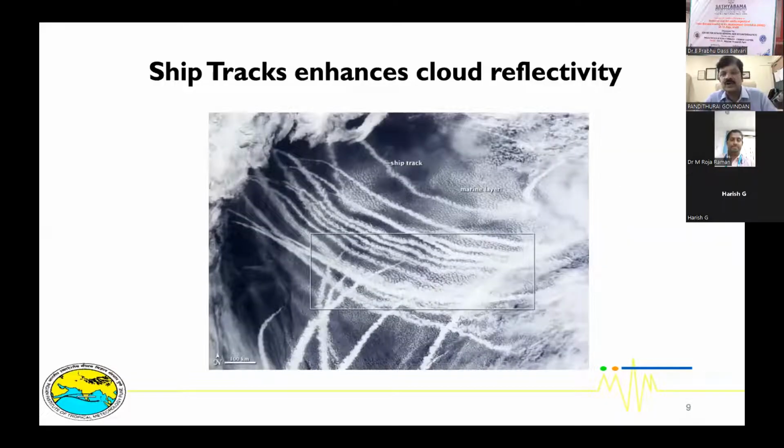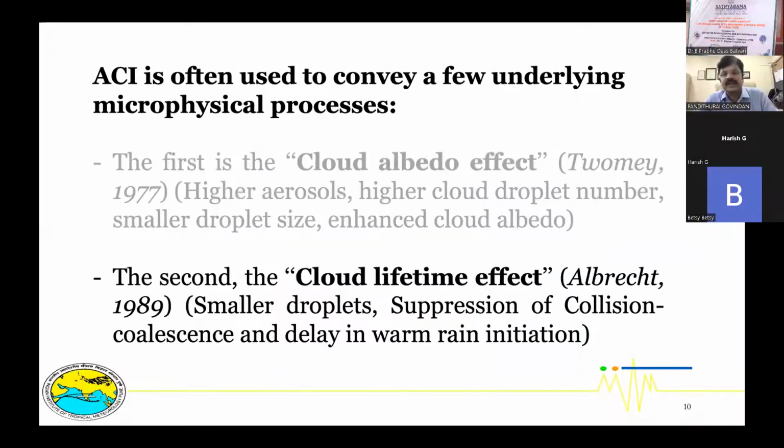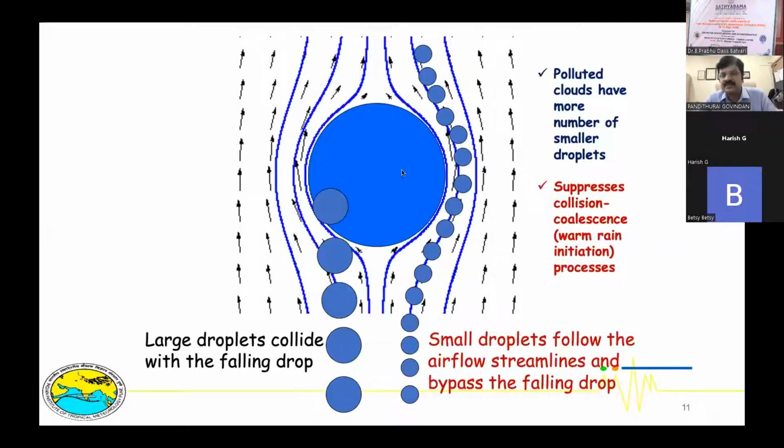So the ship tracks are one good example. You can see how the ship tracks can enhance the cloud reflectivity. This is evidence for the Twomey effect. Then the other thing is that if there are smaller droplets, see, the polluted clouds can have very small droplets.